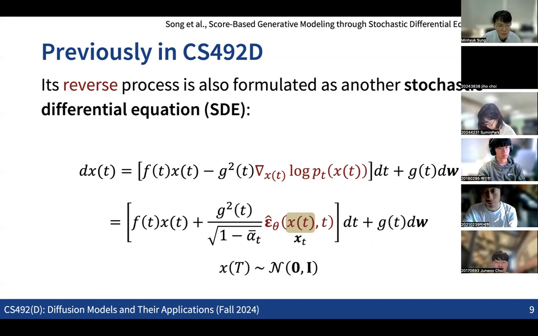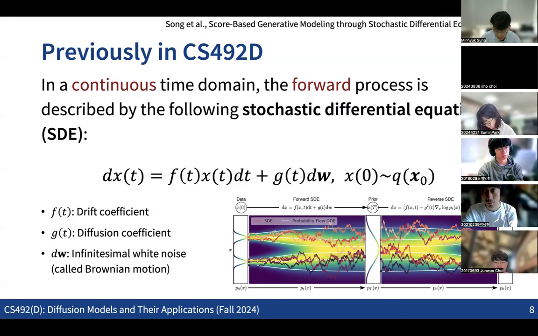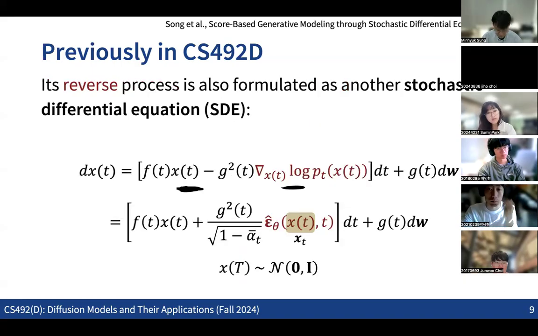Especially for the forward process, when the SDE is represented with the drift coefficient ft and the diffusion coefficient gt here, the corresponding SDE for the reverse process has this form. Now we also have ft and gt here and here. The additional term is the score here.